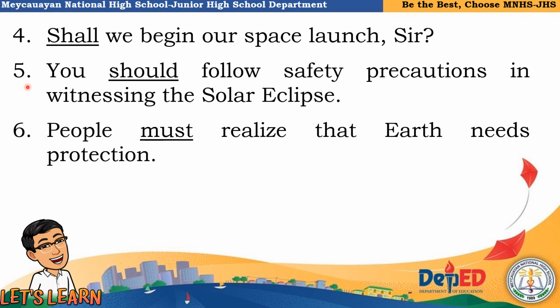Number 5, we use the modal should because it portrays a recommendation on how to witness the solar eclipse. And number 6, we use must because it is a responsibility. It is more on urgency that people must realize that Earth needs protection.